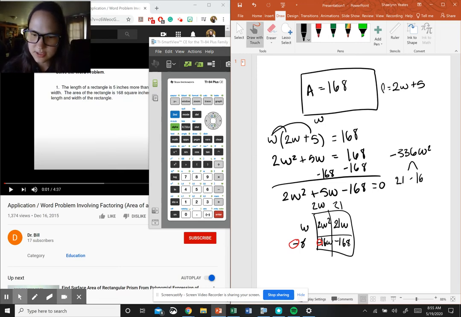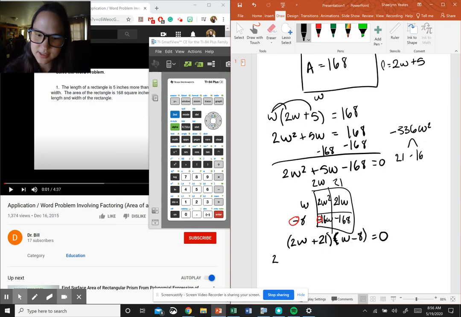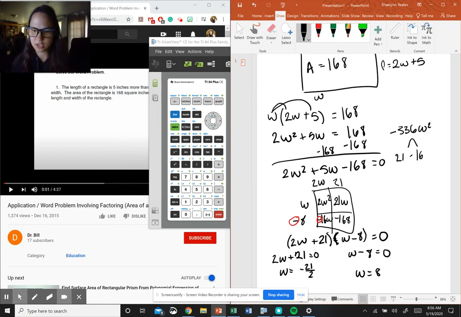Okay, so now these are my two pieces. I've got 2w plus 21 times w minus 8 equals 0. From here, I can take both pieces and set them equal to 0. So I've got 2w plus 21 equals 0, and w minus 8 equals 0. So right here, I get w equals 8. And over here, I'm going to get w equals negative 21 halves, because you'd subtract the 21, then divide by 2. Okay? How you doing? Those are my two answers.